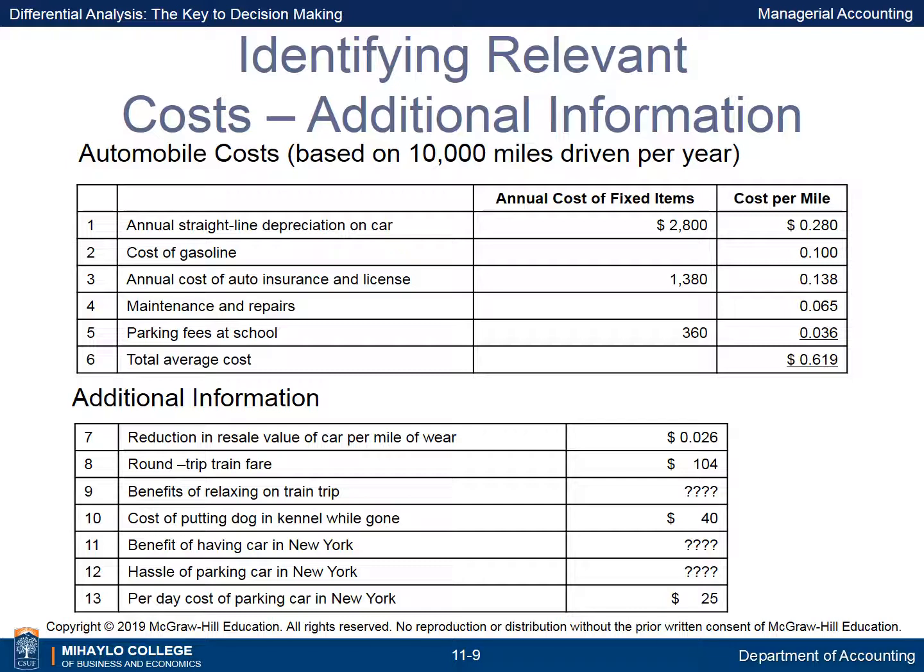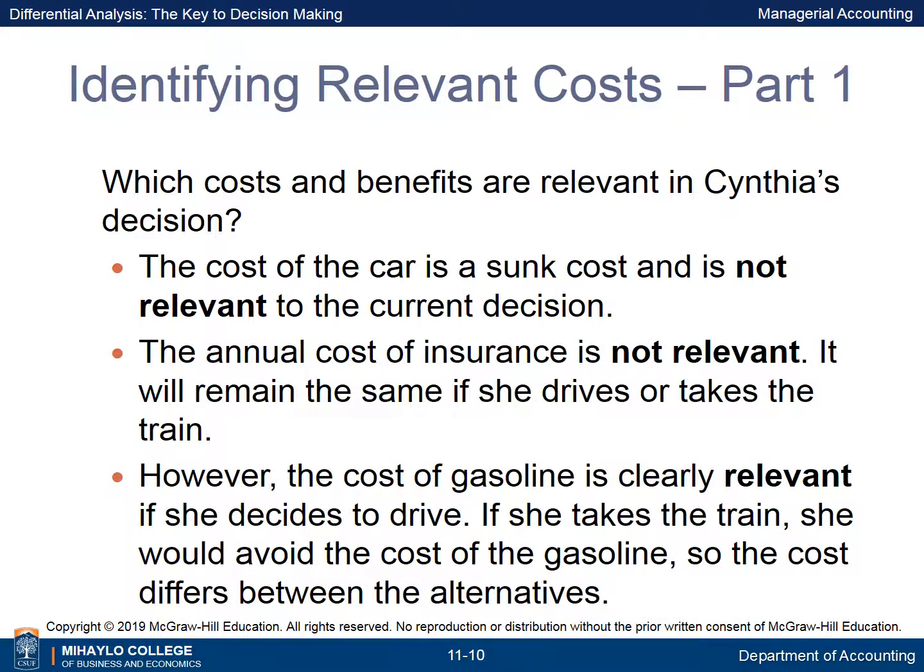Some of these items can be measured in dollars, and some can't. Which costs and benefits are relevant to her decision? The cost of the car is a sunk cost and is not relevant to the current decision. The annual cost of insurance is not relevant. It will remain the same if she drives or takes the train. The cost of gasoline is clearly relevant because it differs between alternatives. If she drives, she has to buy gasoline, but if she takes the train, she does not.